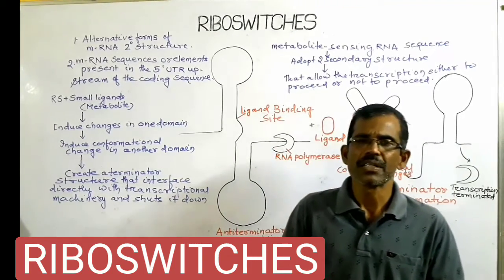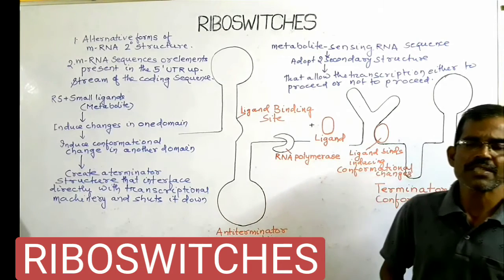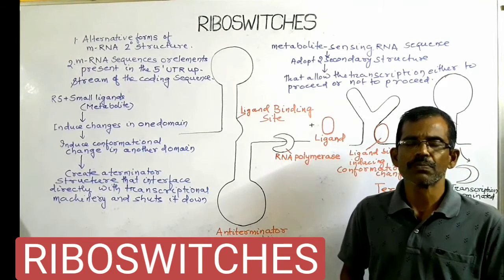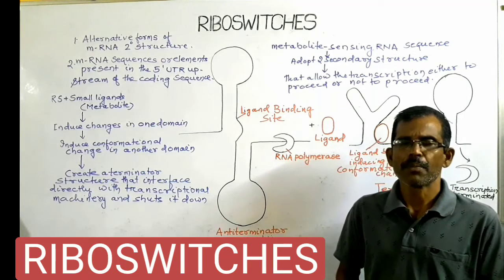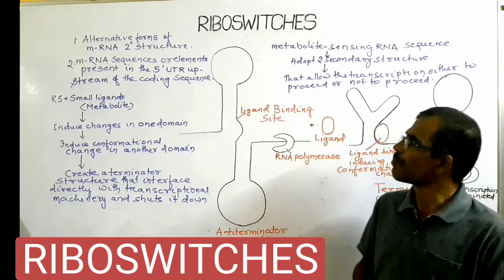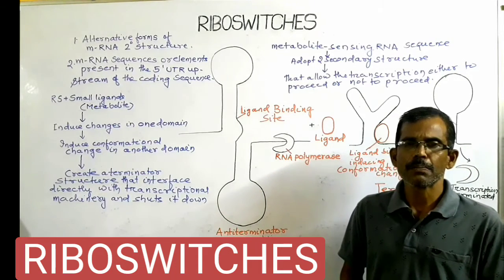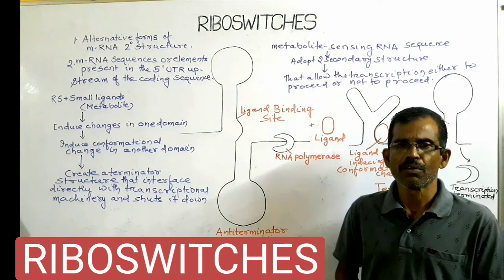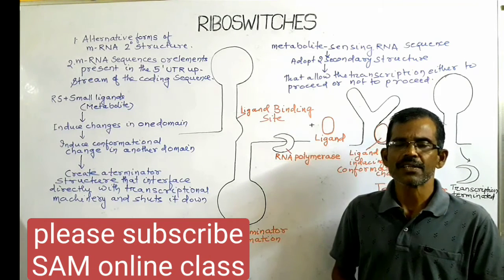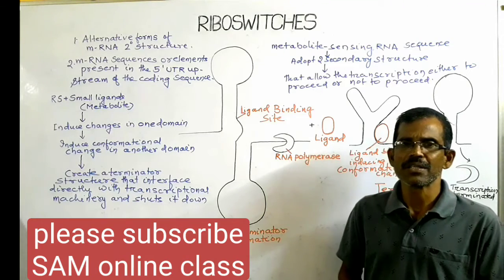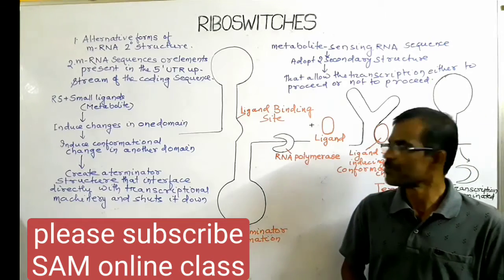Friends, today we shall discuss riboswitches. Riboswitches are alternative forms of mRNA secondary structure. These are mRNA sequences or elements which are present in the 5' untranslated region of coding sequences.